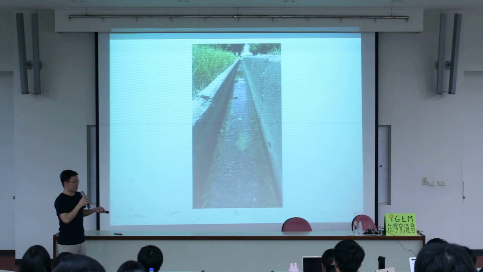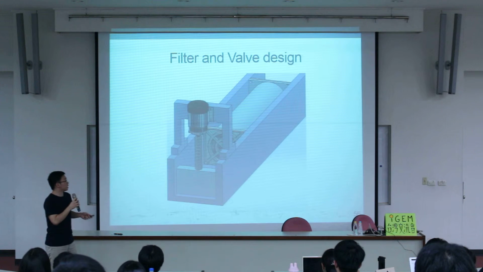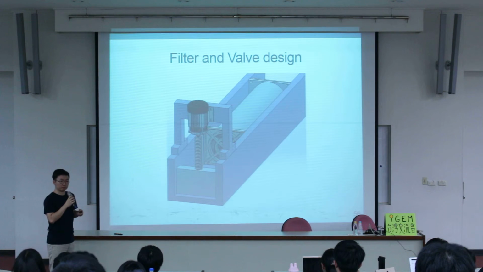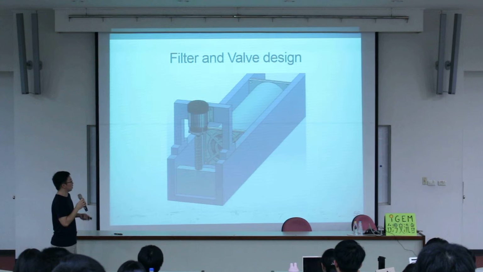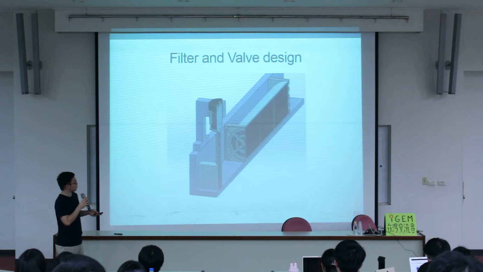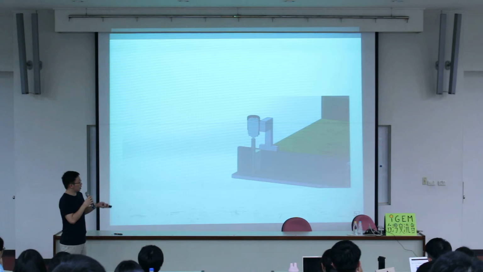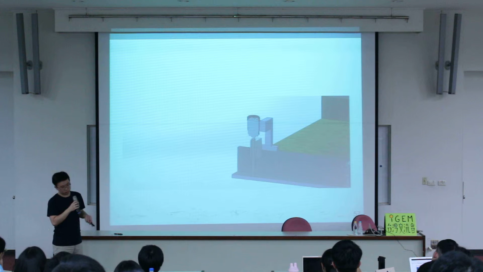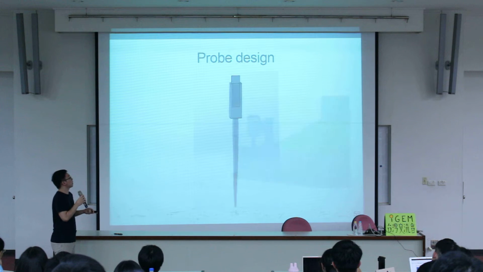So let's take a look at our filter. This is the filter, which has a valve in front of it, controlled by a rod and a motor to lift it up and down. Inside there will be a filter, and this is the section view of it. This is how it works in the field, where we can control it to lift it up or put it down.